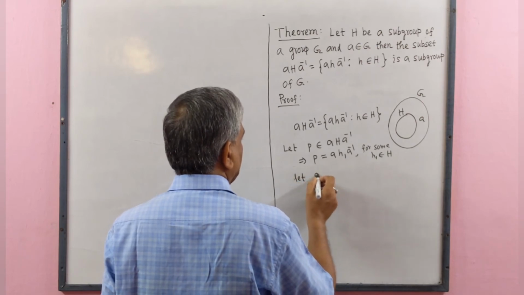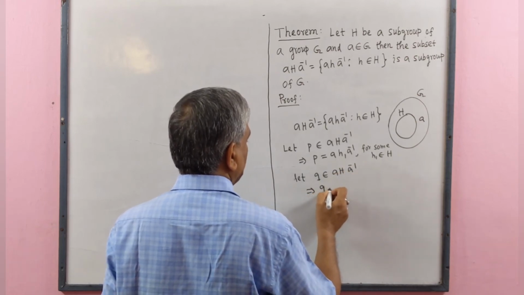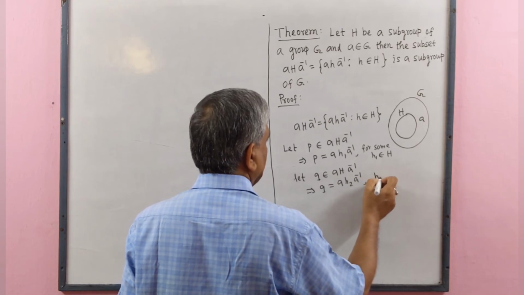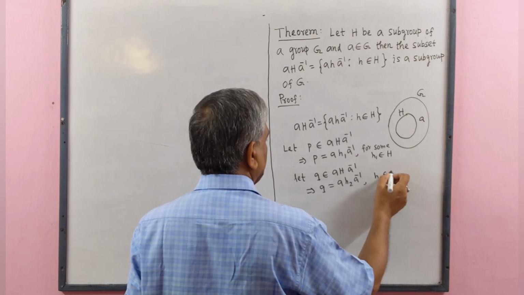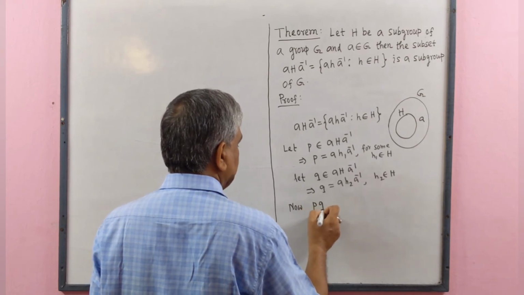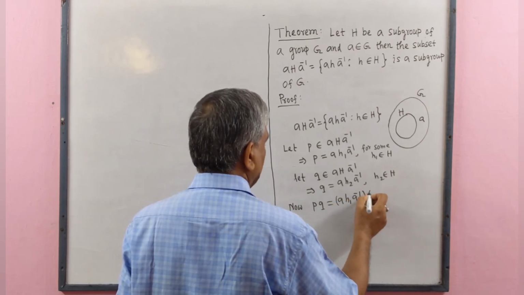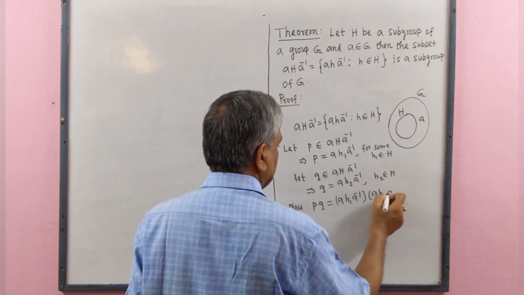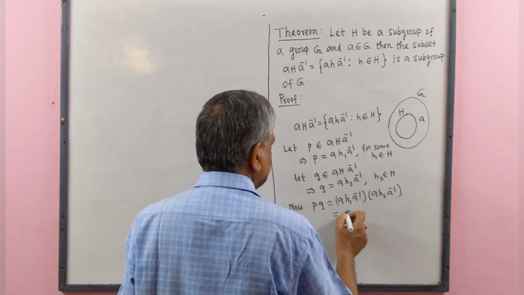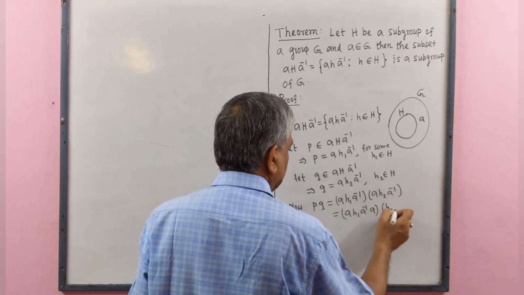Let q be another element of aHa⁻¹. This implies that q equals a h2 a⁻¹, h2 being some element of H. Now p operation q equals a h1 a⁻¹ operation a h2 a⁻¹. By the associative property, a h1 a⁻¹ a h2 a⁻¹.